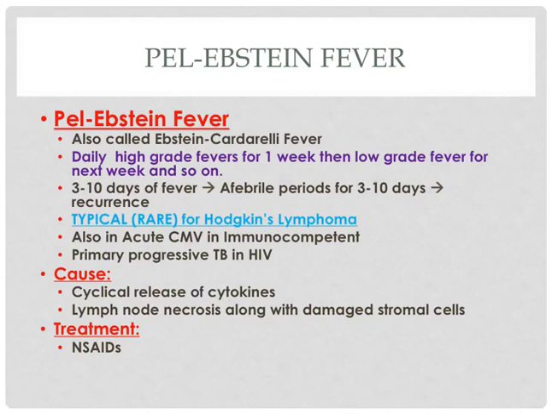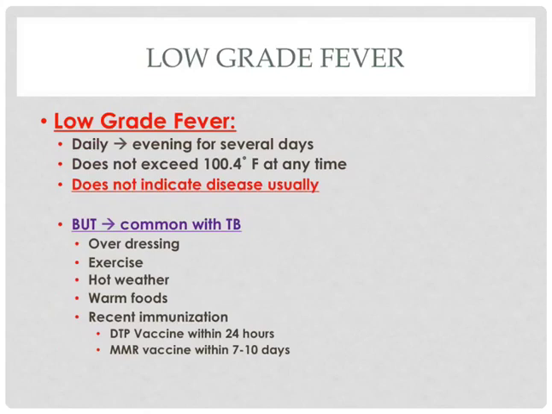The treatment is NSAIDs. Low grade, they have daily evening fevers for several days. It's usually around 100.4, and it does not really indicate disease, but TB patients can have that. The other associated causes are exercise, hot weather, warm foods, and vaccine. If they got a DTP vaccine in the past 24 hours, they can have a low-grade fever.